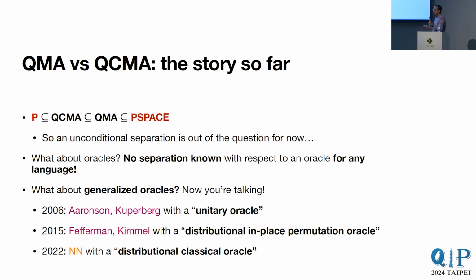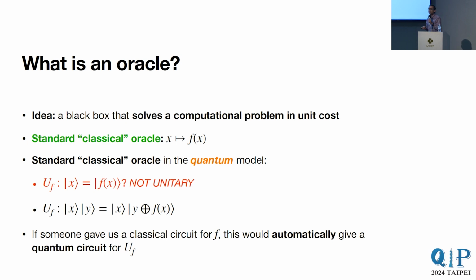And then what we achieved in this work, you might ask why 2022 when this is 2024? I guess it was the end of 2022. But we did this with a distributional classical oracle. So we kept one of the caveats from the Pfefferman-Kimmel result, but otherwise the oracle looks very close to the orthodox oracles that people normally use. So, okay, that's the result in a nutshell.